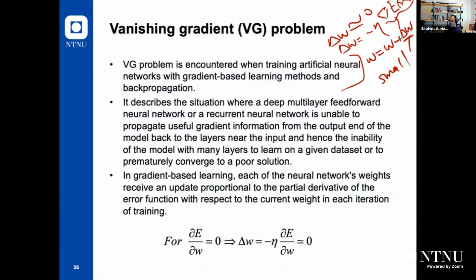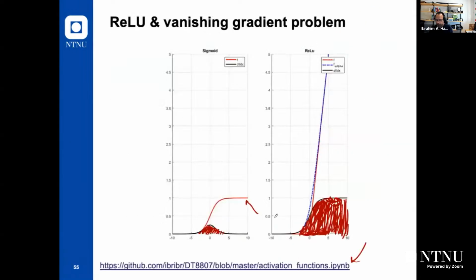In gradient-based learning, each of the neural network weights receives an update proportional to the partial derivative of the error. We adjust it by a value proportional to that part, because this one is constant. It's negatively, in fact, proportional. So if that part is very small, what is the value? Delta omega will be small. And when delta omega is small, what will happen? We will not be able to adjust our weights. So we will try to train the model, and we spend the time for training the model, but the model will not be able to train because the gradient is small. So it is better to use a function with a large gradient like this one, not this one.